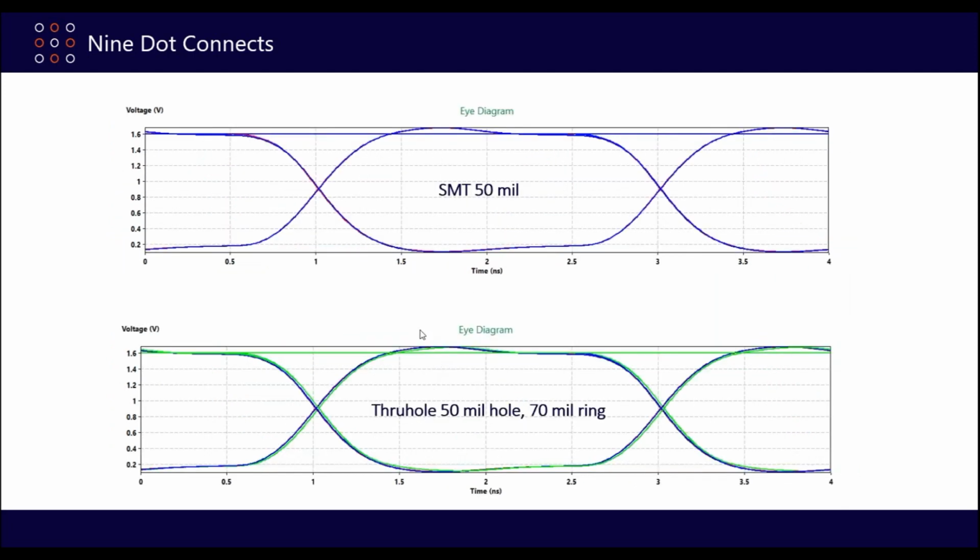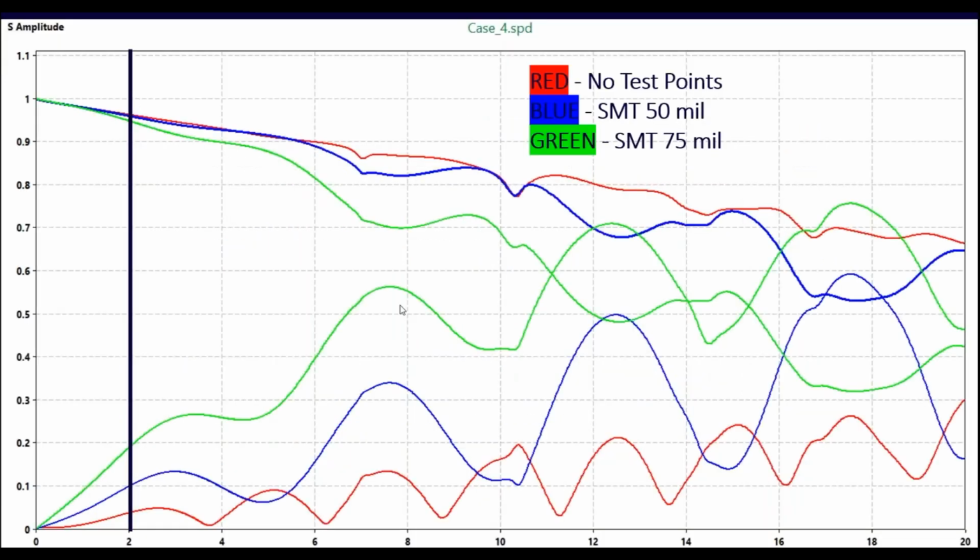So the general conclusion we can make is that at 50 mil, whether it's surface mount or a through hole with 70 mil ring, we can get away with something like that, and it will not cause too great a signal integrity problem based on the conditions that we're working in. So this was good. And what I asked Tom was, Tom, can we up it here?